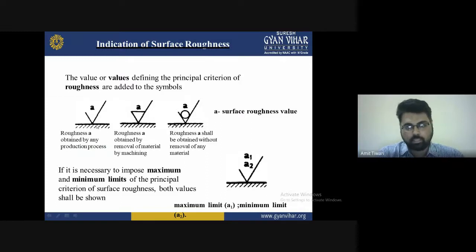A1 and A2: A1 is the maximum and A2 is the minimum, which are represented by different symbols. When the condition is obtained by any production process, the first symbol is used. When the roughness is obtained by removal of material by machining, this one is used, and when the roughness is obtained without any removal of material, you select this one. So these are all the different aspects we use for machining purposes, with maximum and minimum values.